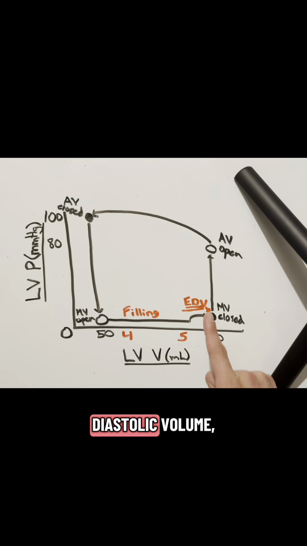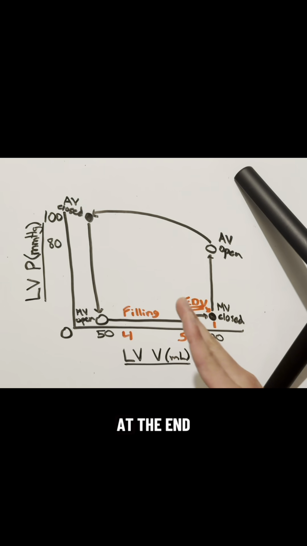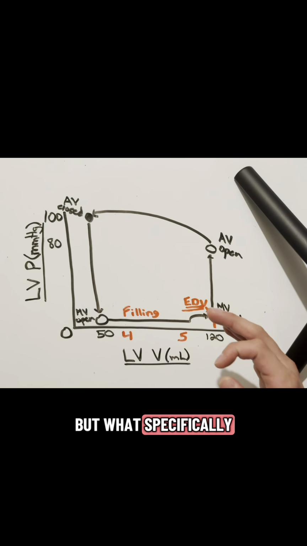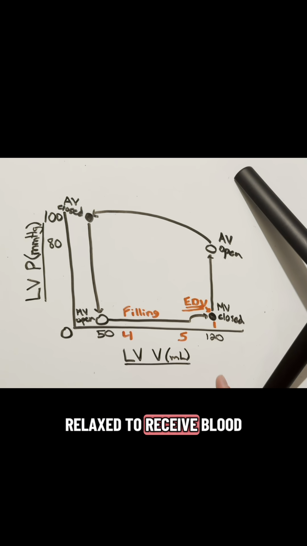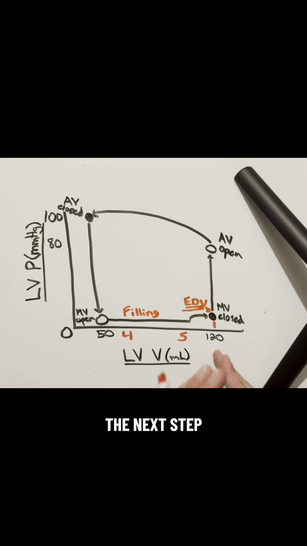Now, the end diastolic volume, what does that mean? The volume at the end of diastole, but what specifically at the end of diastole? The left ventricle, because this is the left ventricular pressure loop, and in order to fill, the left ventricle must be in diastole. It must be relaxed to receive blood. Relax, receive. But as soon as it is filled up to the max, after active filling, it will begin to contract in order to try to get to ejection, because that is the next step. Once the ventricle is filled with blood, the next step is to expel the blood, or eject the blood.